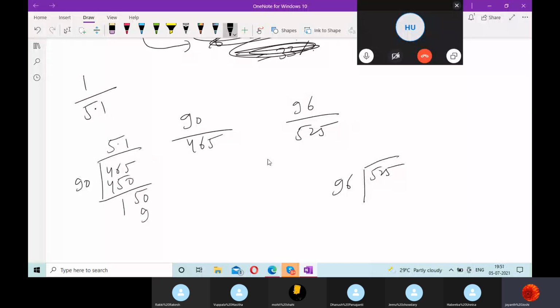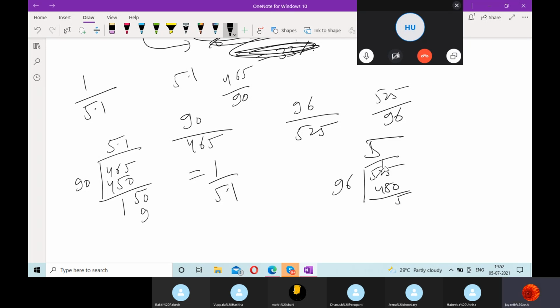Now let us see here. Please understand what I'm doing. I'm doing it in an easy way. I am just reversing it. 465 by 90 I am doing, and I am getting 5.1. I'm re-reversing it, that means 1 by 5.1. And here I'm dividing 525 by 96, and I'll re-reverse and compare the fractions. 96 fours are 384. 96 fives are 480.